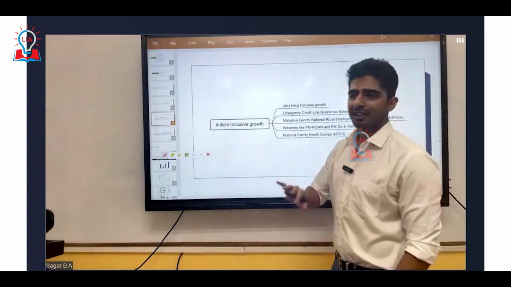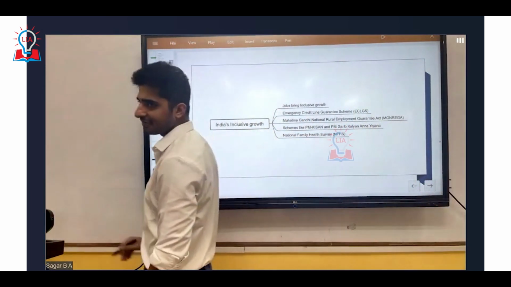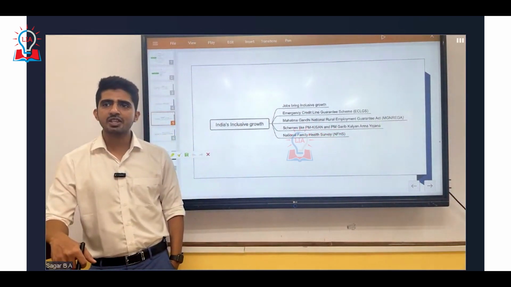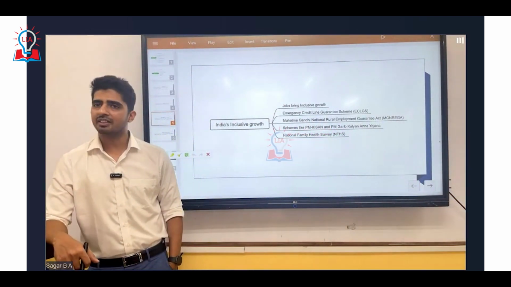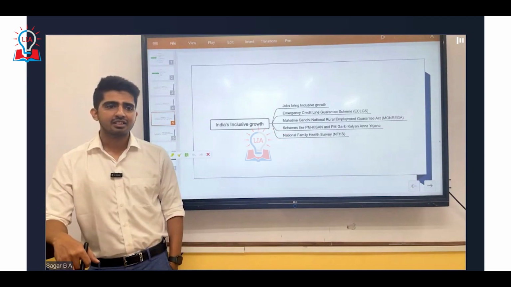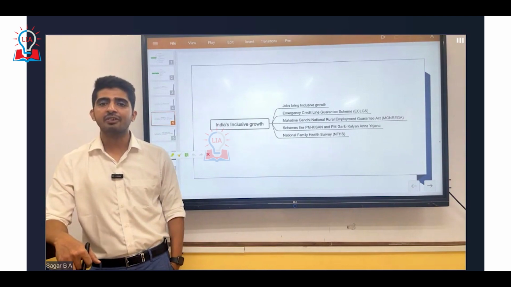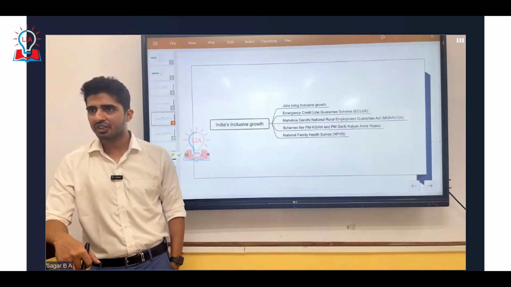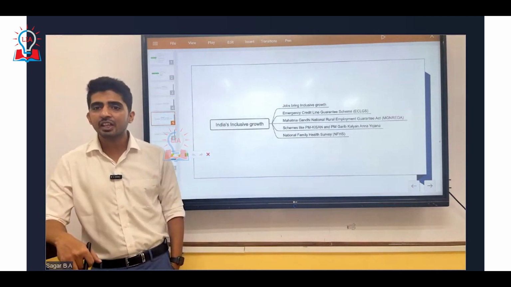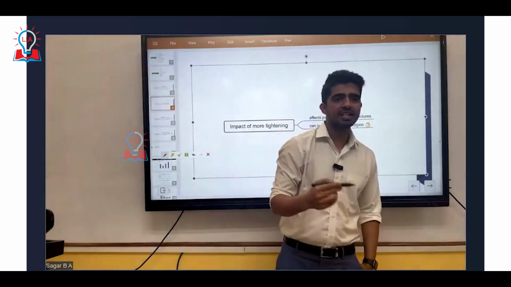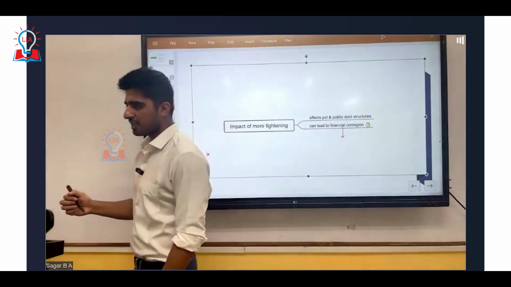In order to deal with these shocks, we have chosen the path of inclusive growth so that, during crisis, those people who are the disadvantaged sections do not get affected too much. For this reason, we have chosen this inclusive growth path. So, crisis spreading from one market to another market, that is financial contagion.